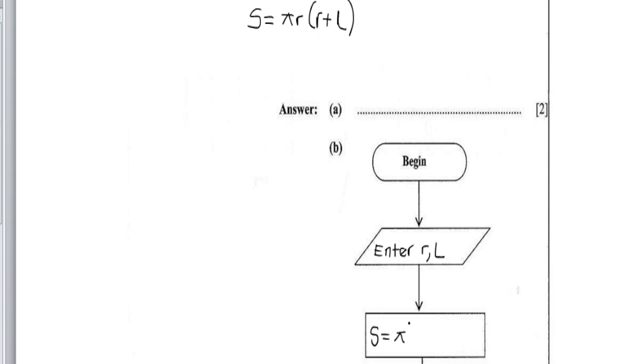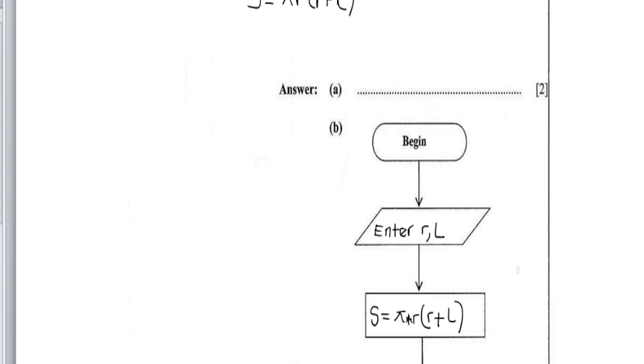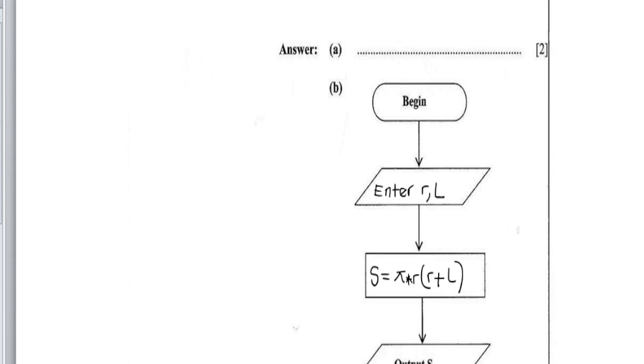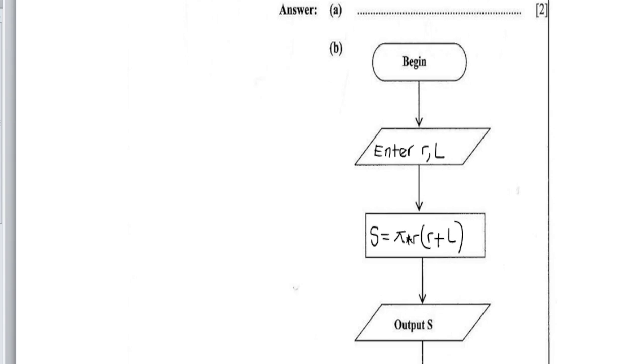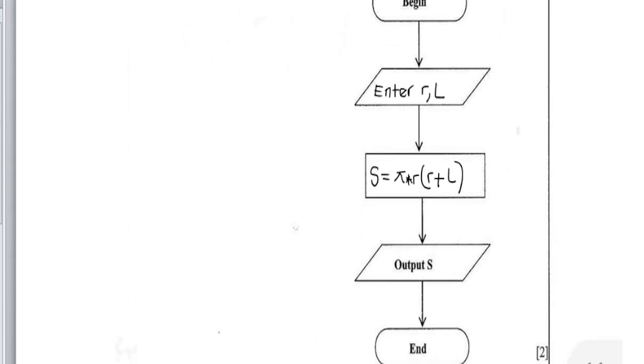Right, so now we said pi r. So I'll say pi, then the multiplication between pi and r can be denoted as star, then open bracket, then we're going to say r plus l. So this is what we have basically. From there you output your curved surface area. Then after outputting, what do you do next? You end. So that is how you can actually do that.